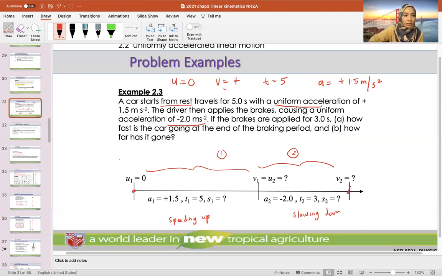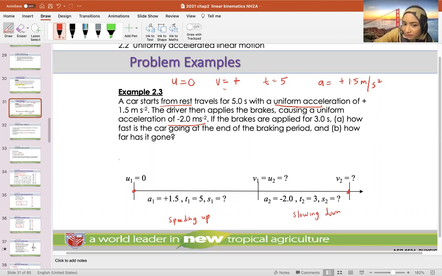Okay, does anyone have an idea on what to do? What equation should we start with? What is the first thing that we need to find? Anyone? What's the first thing? Bantai lah, bantai. It's okay if it's wrong. What do you think? Malu lah korang ni.